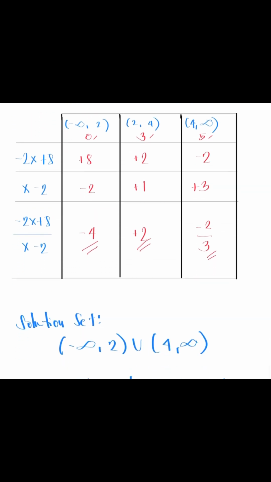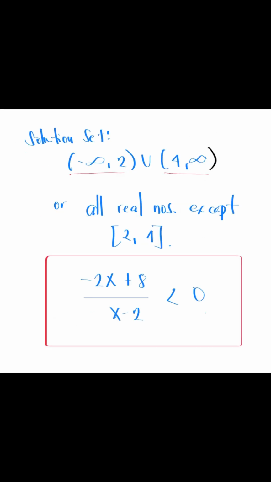Now, therefore, the solution set is the interval negative infinity to positive 2 and the interval positive 4 to positive infinity. Why? As we recall, the argument is negative 2x plus 8 over x minus 2 is less than 0. Meaning, we will only consider the intervals that are less than 0, and those are the negative regions.